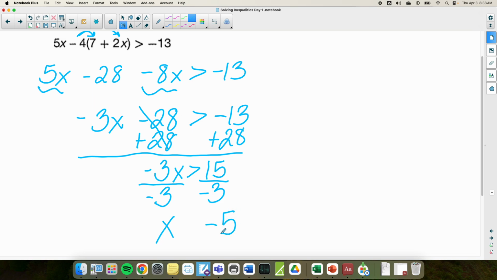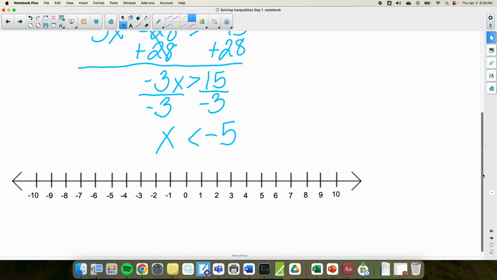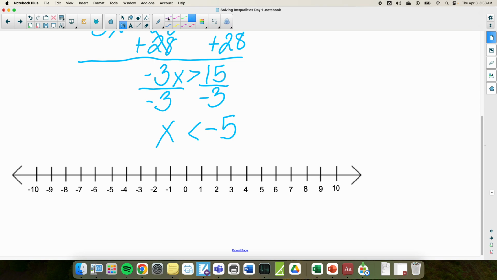Do I have to switch my sign? I do. Okay. Then if I go to graph this one, I am going to go to negative 5, and it's an open circle. Do I shade to the left or to the right? Left. Okay. So something like that.